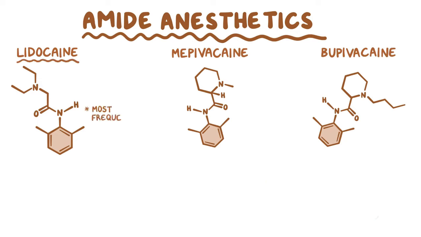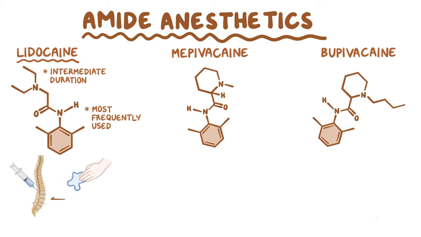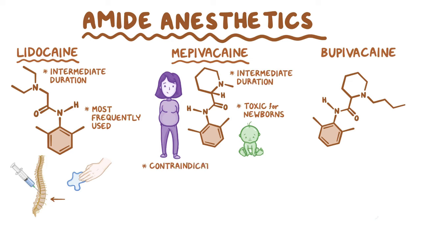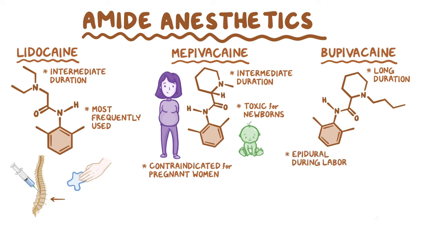Lidocaine is the most frequently used amide local anesthetic. It has an intermediate duration of action and can be used in almost any situation, from topical to spinal anesthesia. Mepivacaine also has an intermediate duration of action, but it's toxic for newborns, so it's contraindicated for pregnant women. Bupivacaine has a long duration of action, and its main application is in epidural anesthesia during labor.